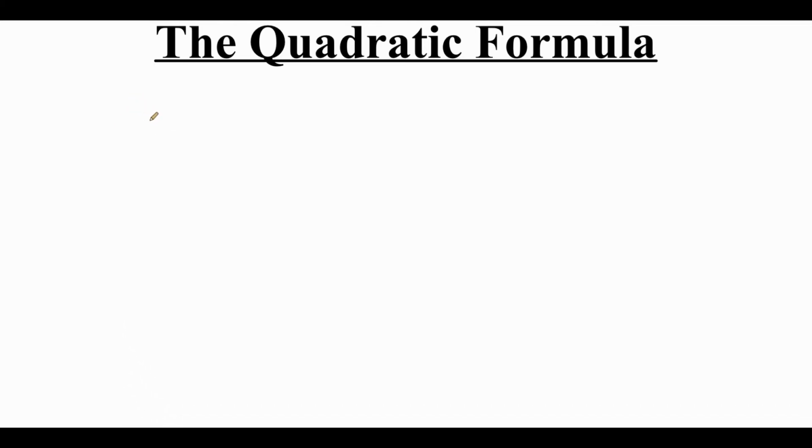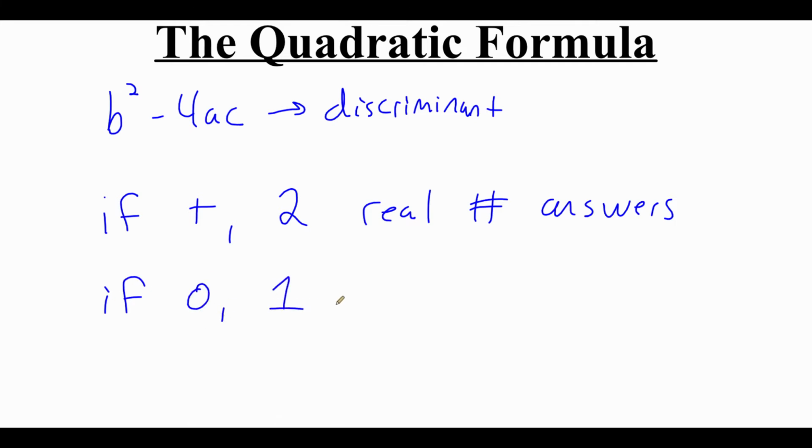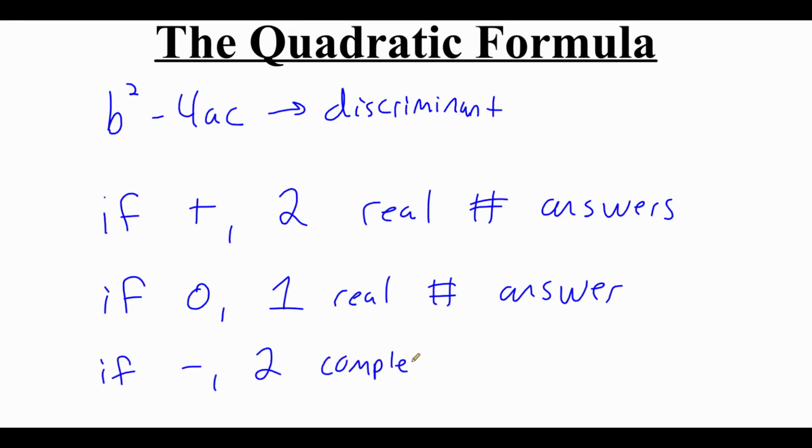Now there's one part of the quadratic formula that we want to pay close attention to, and that's our stuff underneath the radical. That's the b squared minus 4ac, and that's called the discriminant. The reason we want to pay such close attention to the discriminant is it actually tells us how many solutions our equation is going to have. If the discriminant is positive, then there's two real number answers. If the discriminant is 0, then there's one real number answer. And if the discriminant is negative, then there's two complex or imaginary answers.